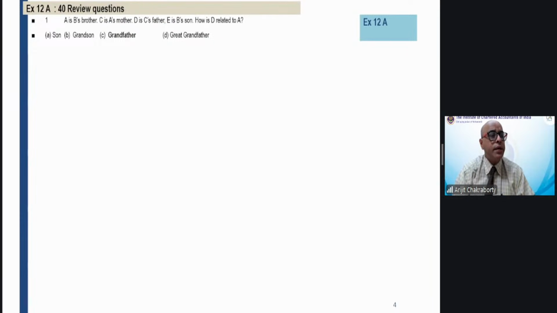Then last is E is B's son. So again, multiple generations. So how is D related to A? A's mother is C, C's father is D. So please see, there are two levels, A to C and C to D. Two levels means definitely D is the grandfather of A. Right? So I hope you understood this. Of course, this is the first question. We take the next one.